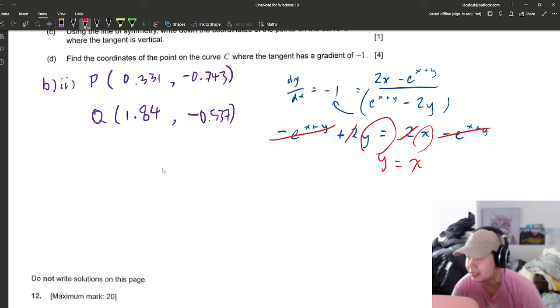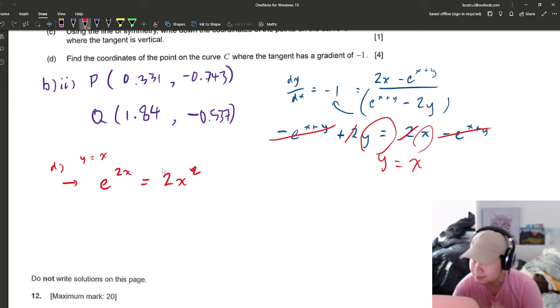Okay, so if that's the case, then for part D, I know that y equals x. So that means my coordinate has to have this relation. So y plus x is the same as 2x now, and x squared plus y squared is the same as 2x squared. Okay, we need to find x. Nothing fancy here. We're just going to use an equation solver.